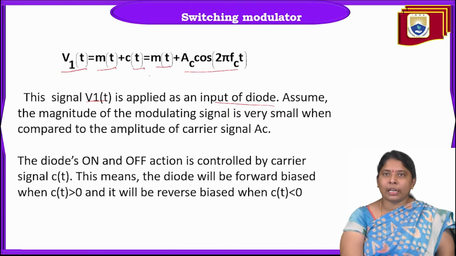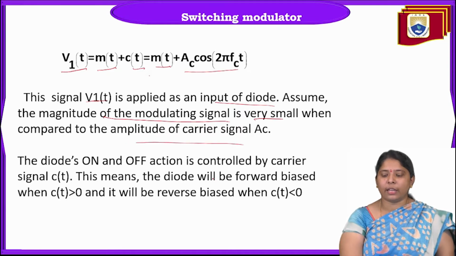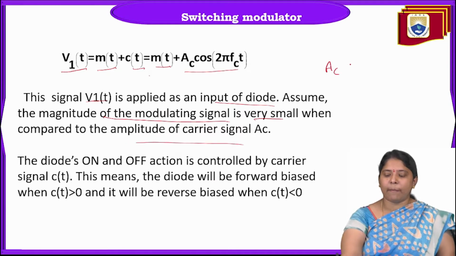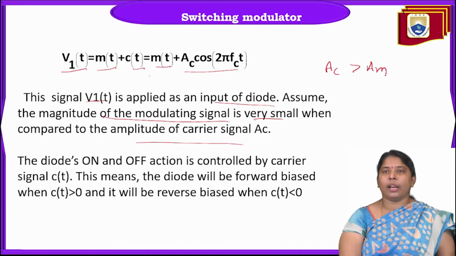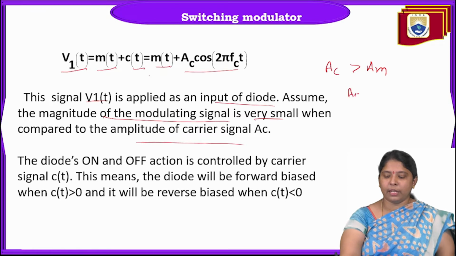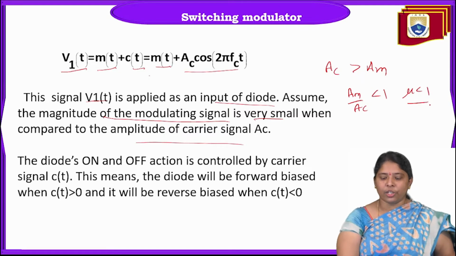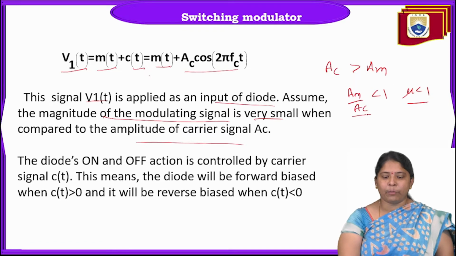Now we will consider one condition here. The condition is that the magnitude of the modulating signal is very small when compared to the amplitude of the carrier signal. So the carrier signal amplitude is more than Am. Ac is more than Am. As we know, Am by Ac is less than 1 for under modulation. Mu less than 1 case is under modulation. So the carrier amplitude is more than the modulating signal amplitude. Why are we considering this here?